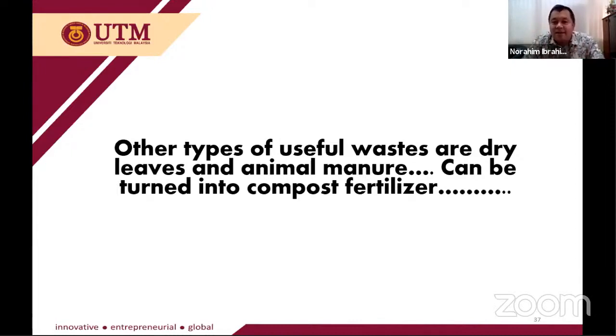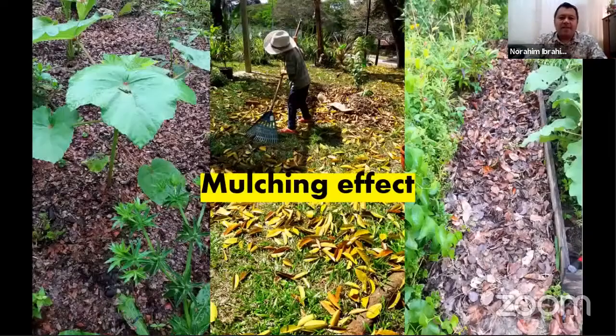And then you need an animal manure, tinja haiwan. Tinja haiwan ni murah je sebenarnya. If you bother to make your own lah, maknanya you nak buat sendiri, you can always buy, let's say chicken waste, chicken manure. 1 kilo saya rasa dalam RM1 je kot. That's very cheap. Ataupun 20 sen. It depends on where you buy them. And then you can turn them into compost fertilizer.